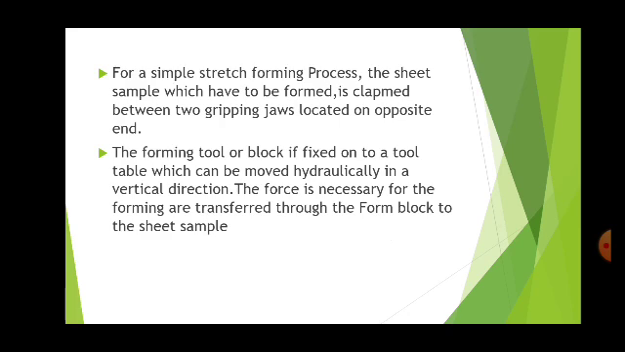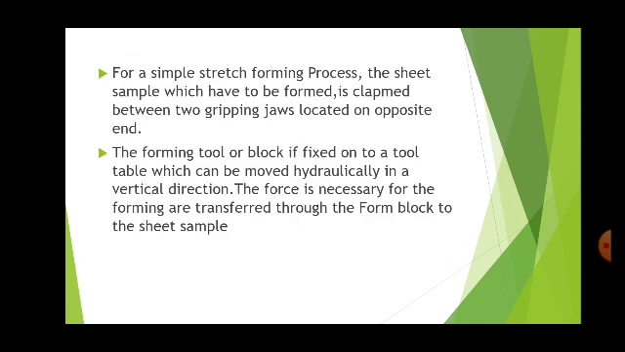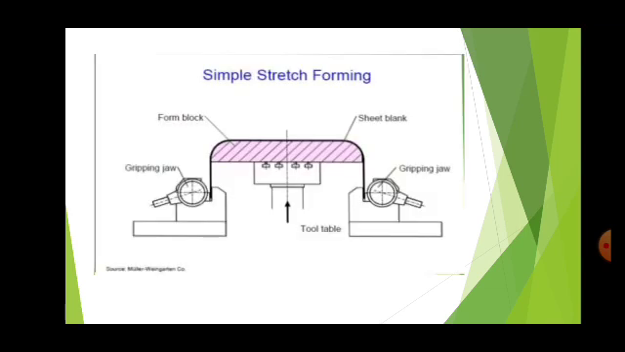For a simple stretch forming process, the sheet sample which has to be formed is clamped between two gripping jaws located on opposite ends. We can look at this figure. We can see two gripping jaws located opposite to each other, which lock the sample sheet. The forming tool or block is fixed onto a tool table which can be moved hydraulically in a vertical direction. The tool table, as we see in this image, is this, and there is a form block above the tool table, which is powered hydraulically, and there is only vertical movement.